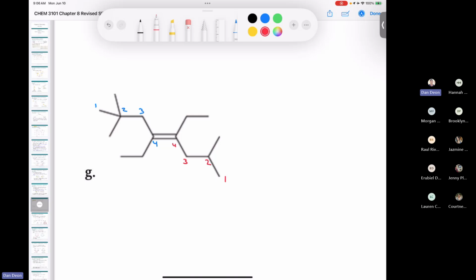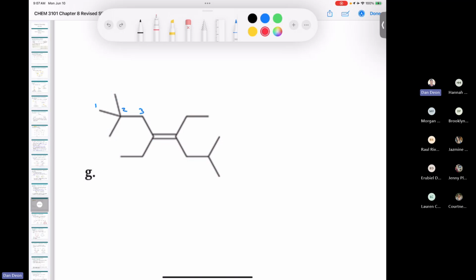It's the blue numbering, right, Hannah? That's correct. The reason why is because if I go in the blue one, I have 2 methyl groups on carbon 2, or if I go with the red one, I only have 1 methyl group, right? I want to give the substituents the lowest possible numbers. So the blue numbering is going to be correct.